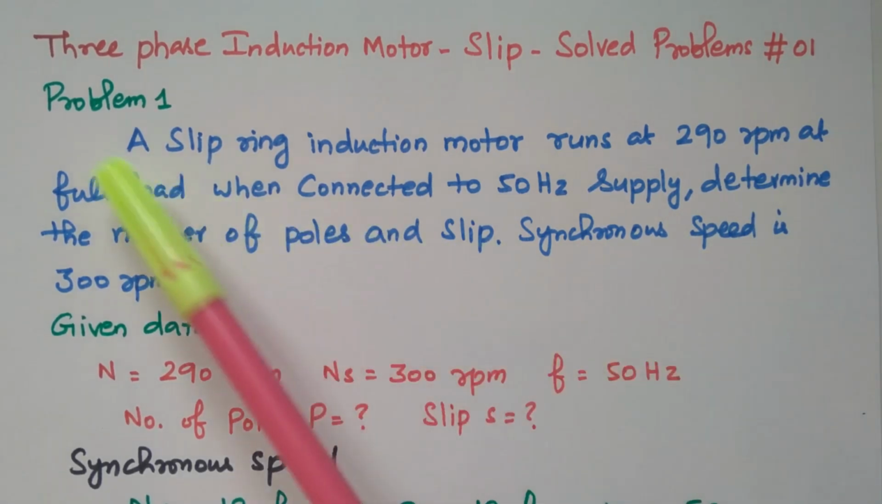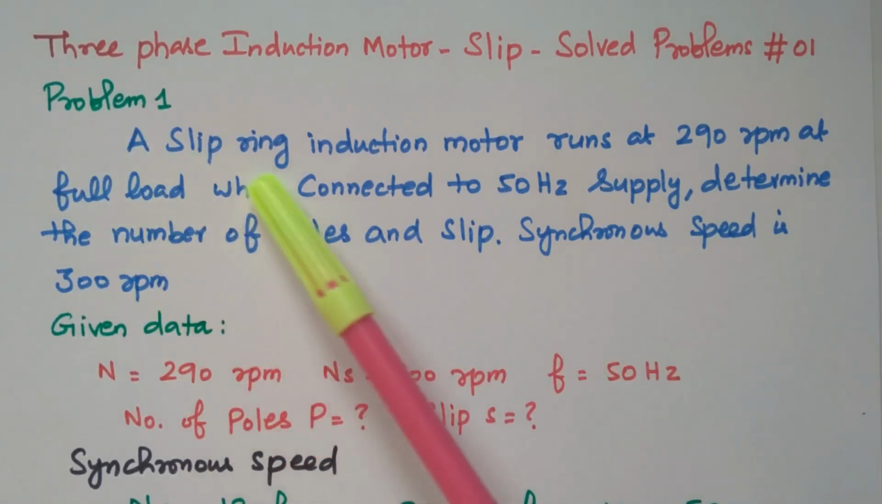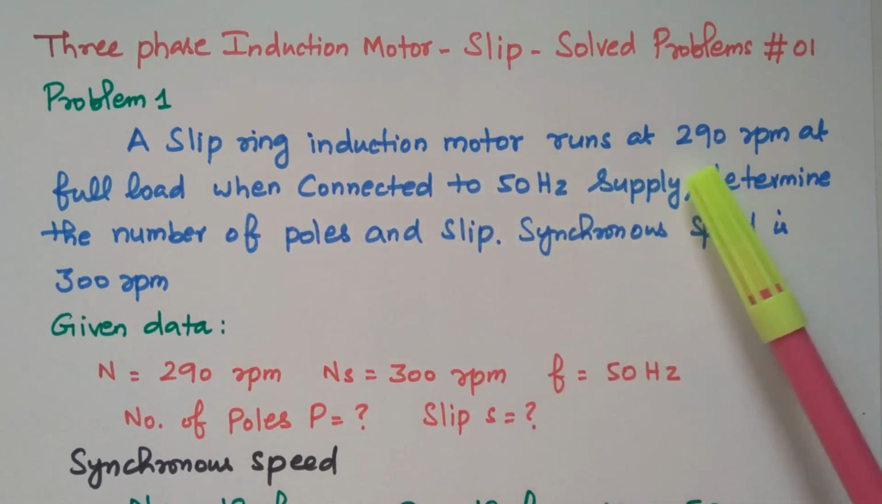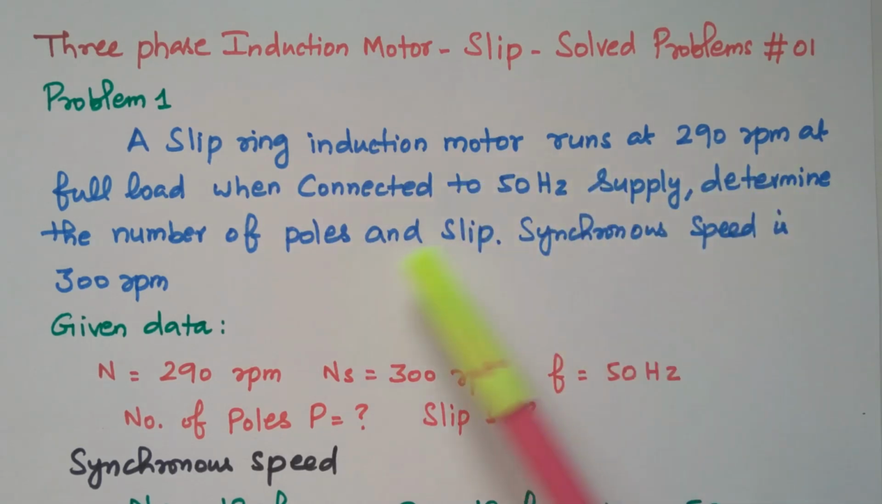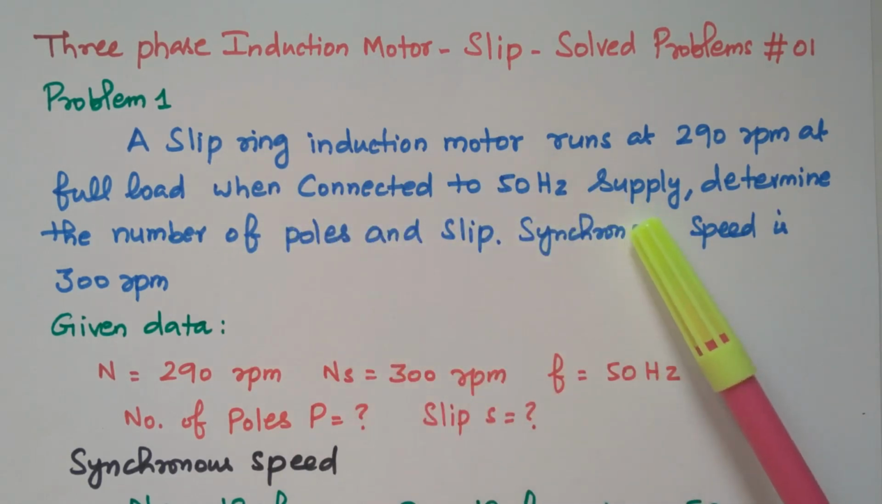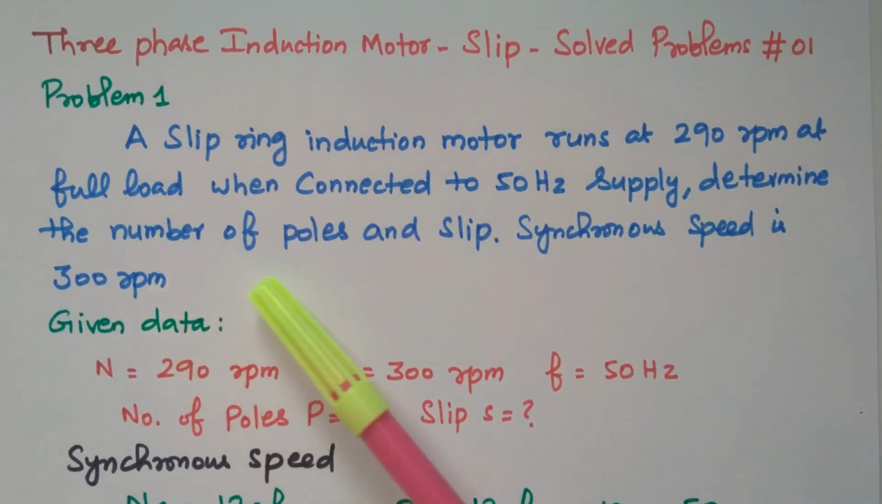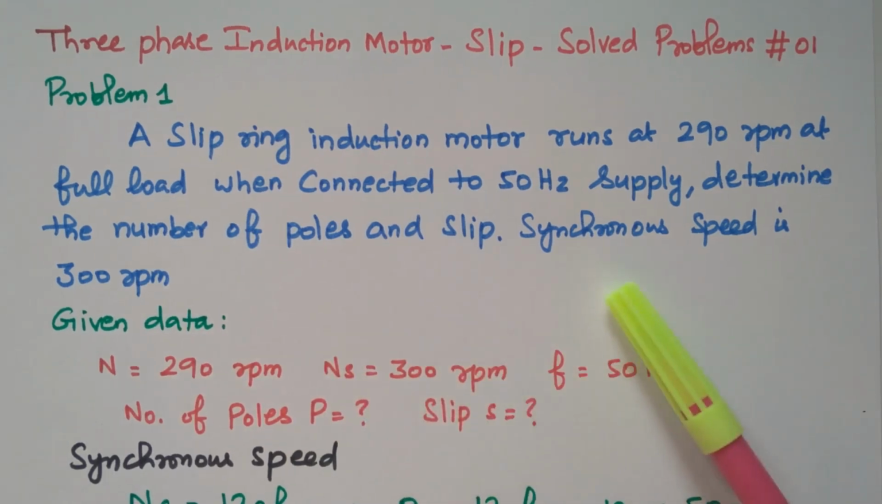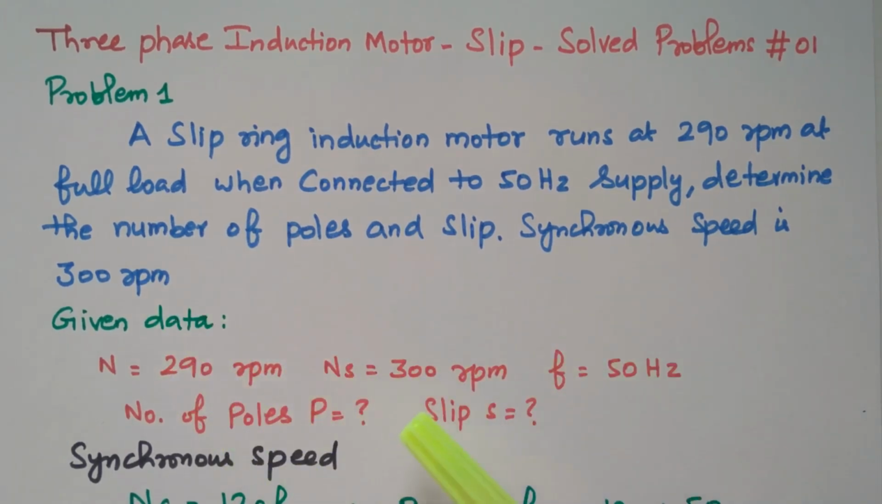Now we will go to the first problem. A slip ring induction motor runs at 290 rpm at full load when connected to a 50 Hz supply. Determine the number of poles and slip. Synchronous speed is 300 rpm.